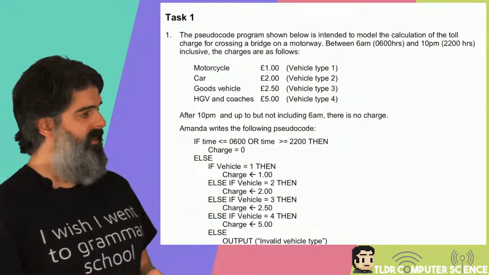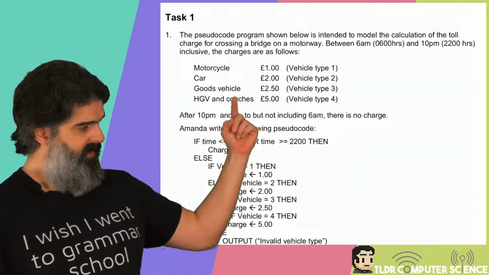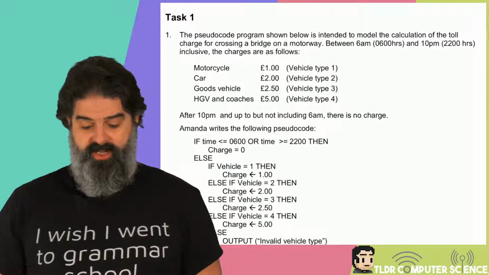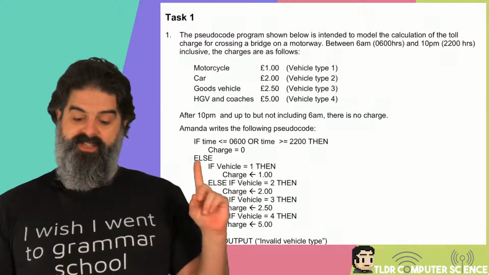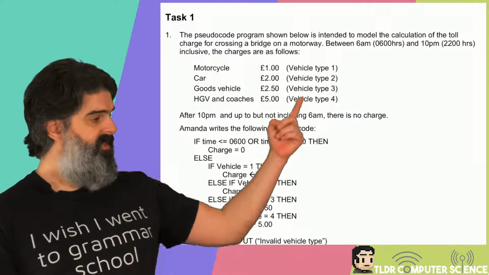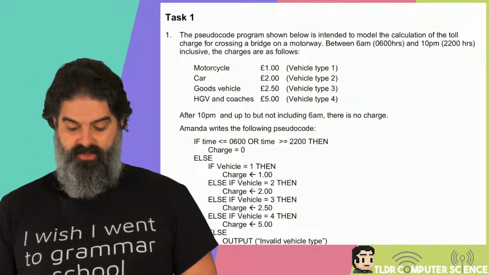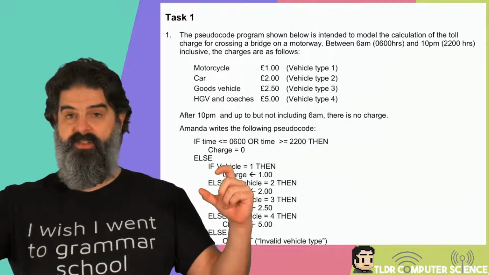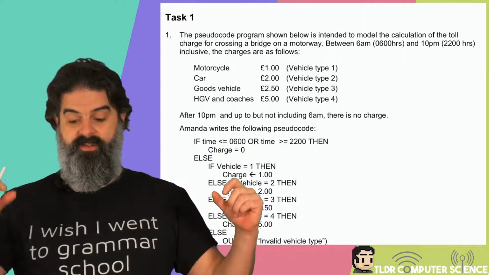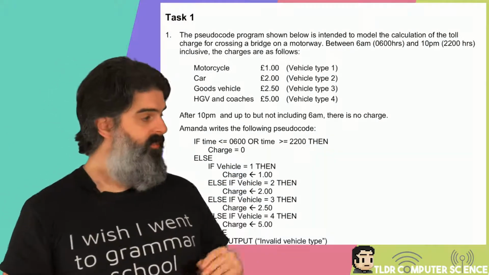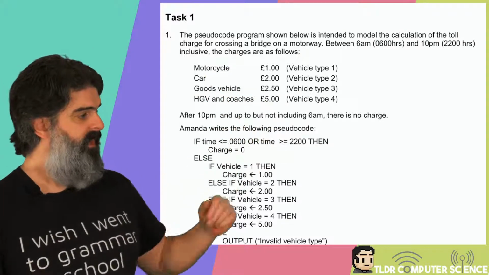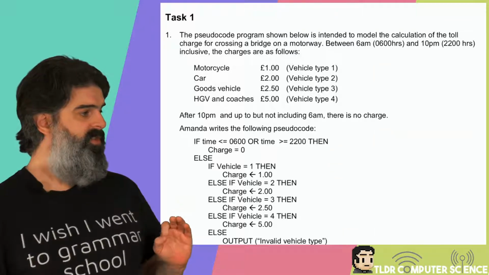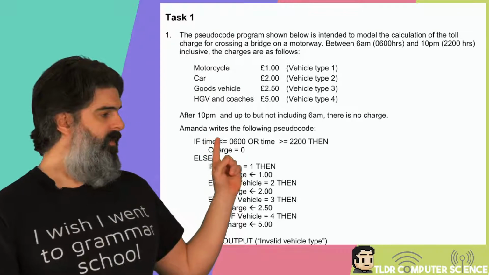Let's read it through. The pseudocode problem shown below is intended to model the calculation of the toll charge for crossing a bridge on a motorway. Between 6 a.m., which is recorded as 0600 hours, and 10 p.m., which is 2200 hours, inclusive, so it's inclusive of 0600 and inclusive of 2200, i.e. it's not 0601 to 2159, the charges are as follows. So this is what they get charged at that time. After 10 p.m., but not including 6 a.m., there is no charge. Amanda writes the following algorithm.